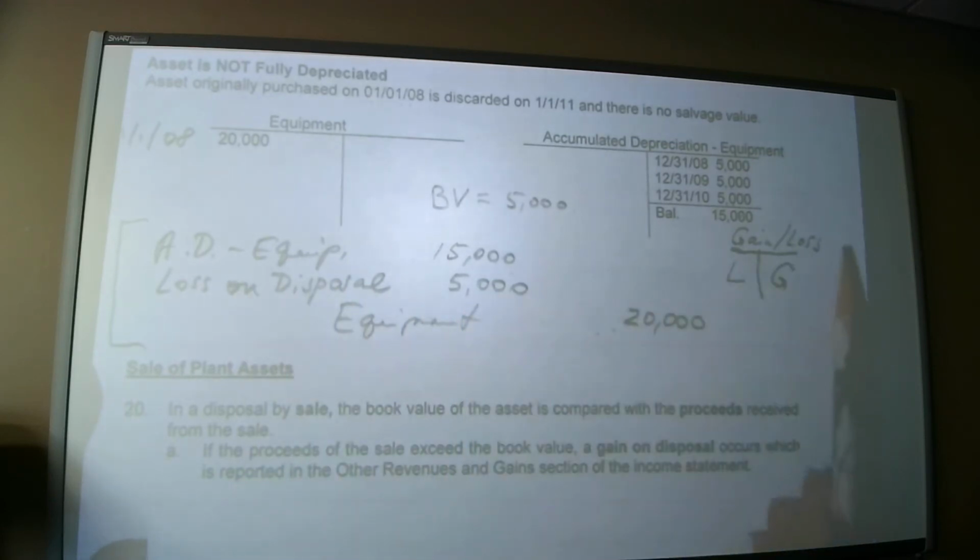Okay? So this is a general rule for anything. If you have a sale and you end up with a credit, it must be a gain. And if you end up with a debit, it must be a loss. Okay? So that's the general rule.